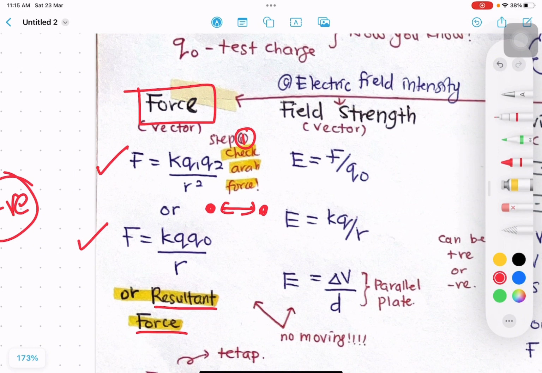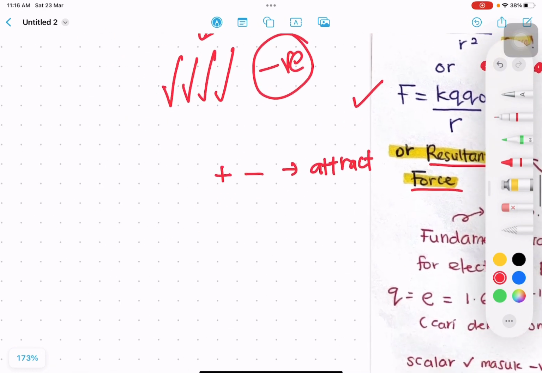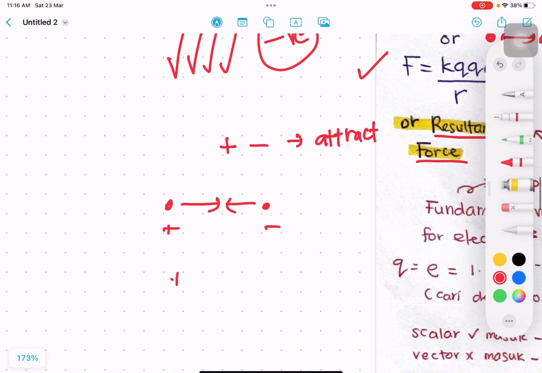The direction is like we have already learned before. If it is from the opposite charge, it's going to attract. For instance, we have positive and negative. For positive, it is attracted to the right. For negative, it is attracted to the left. Whereas for the same charge, for instance, positive and positive, it's going to repulse. For the right, it's going to the right. For the left, it's going to the left. Alright, as simple as that.